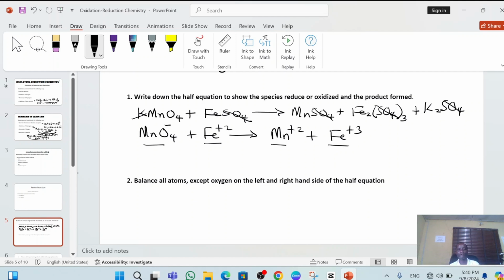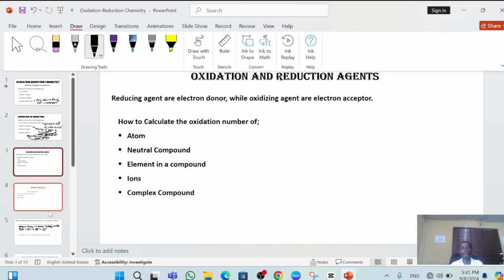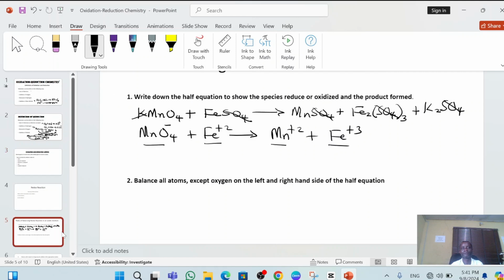The second principle is to balance all atoms except oxygen on the left and the right. Let's look at the ions. Manganese is one. Fe is one here. Okay, and then that one is balanced except oxygen. Now we don't have an issue with the second one. Let's now go to the third principle.